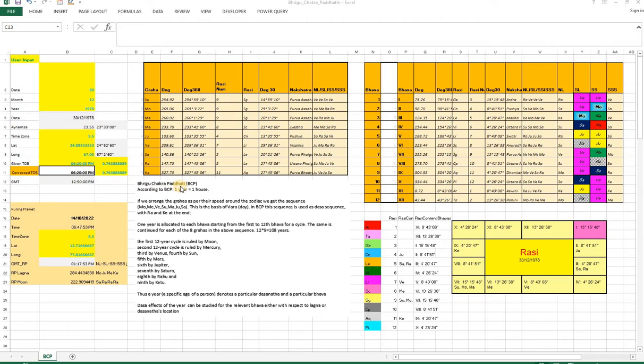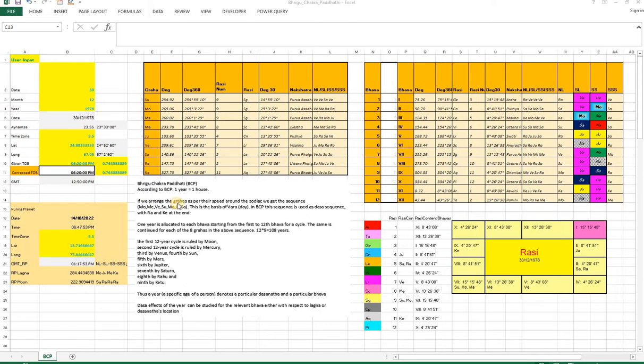So in Bhrigu Chakra Paddhati, what we do is it's basically a dasa sequence where each year is allocated to one house. So the first year is allocated to one house, the second year would be to the second house, and that way.